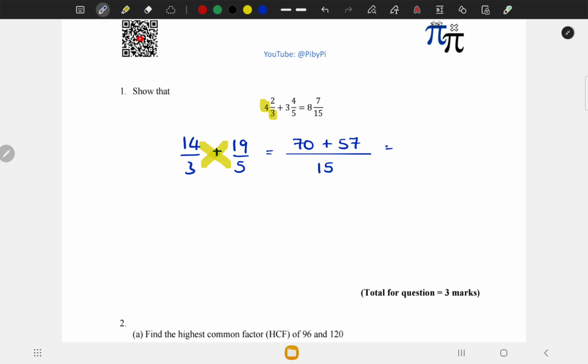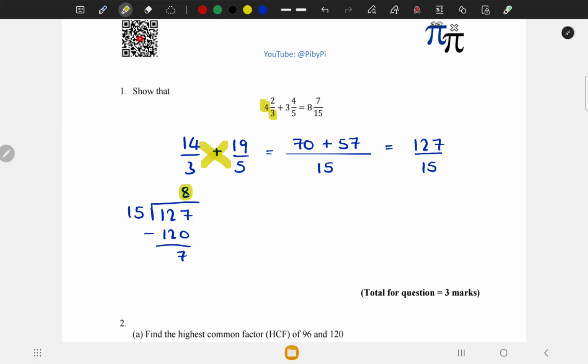Now I'm simply going to go ahead and add my numerators, which gives me 127 over 15. Now we had to show that it is 8 7/15, which means I need to reconvert this into a mixed number. To do that, we can engage in long division. And I know that 15 goes into 127 8 times to give me 120. When I subtract that, the remainder is 7.